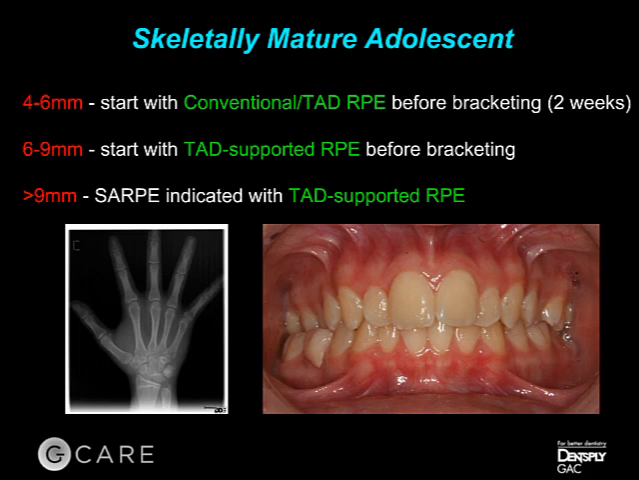This is going to be one of the most common cases that you're going to see: the 12, 13, 14, 15-year-old that, once you start measuring, is going to need 6 to 9 millimeters of expansion, and now can very easily be corrected using a TAD-supported RPE before you bracket the case.